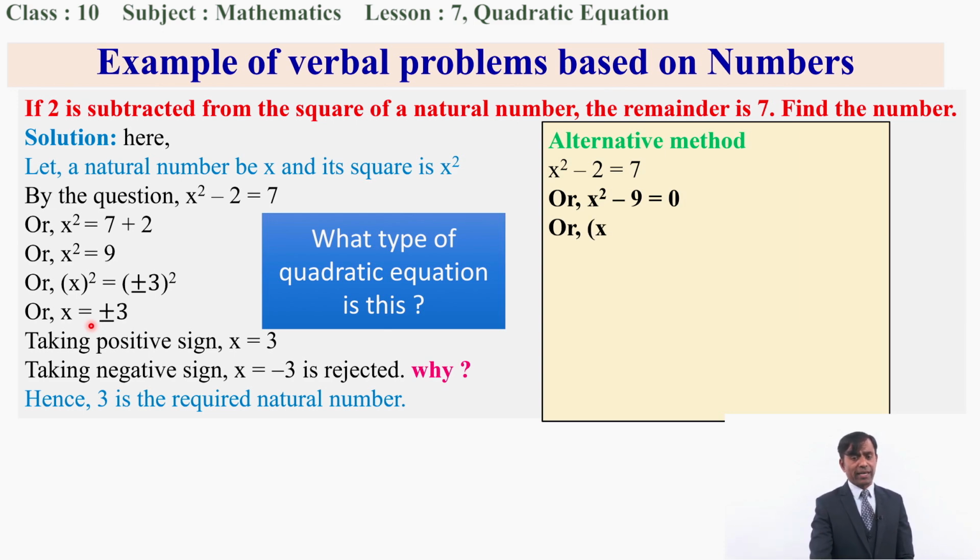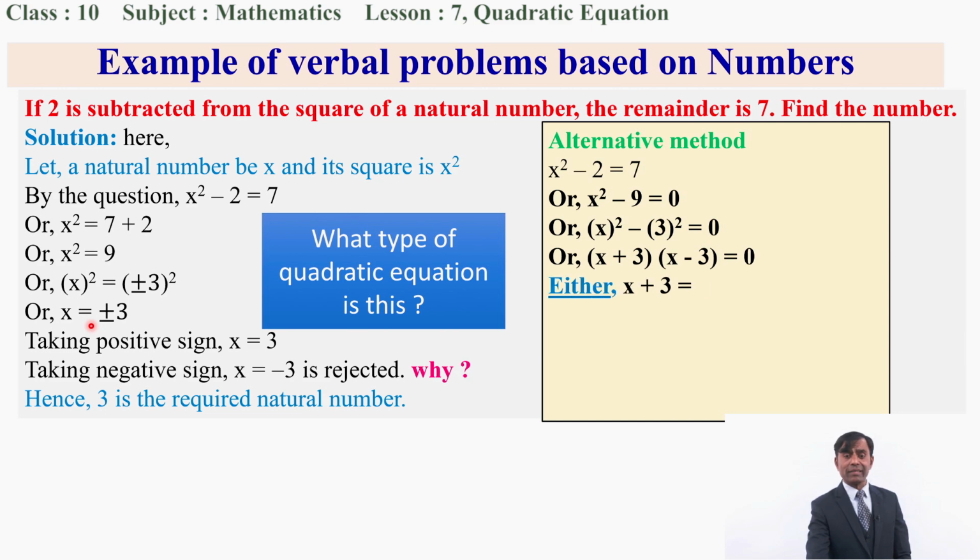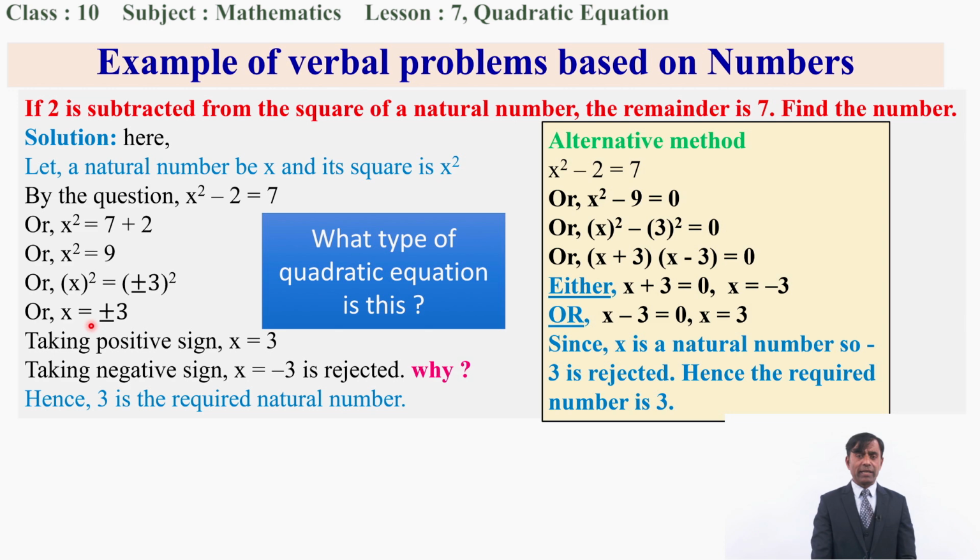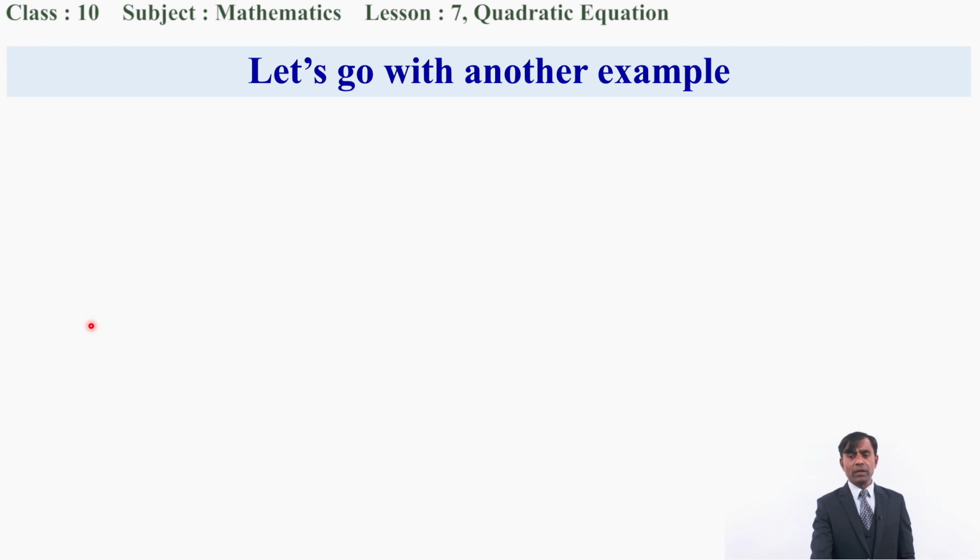Then by factorization, we change it into x whole square minus 3 whole square, and by the a square minus b square formula, we get two values of x. So we know the negative x is rejected and the positive x is accepted. So the required number is 3.